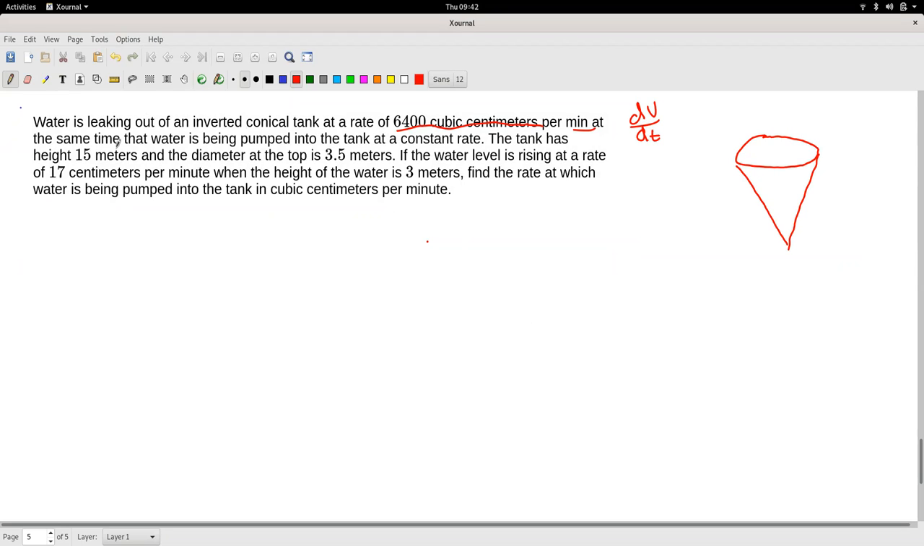All right. At the same time, water is being pumped out. Okay, so we have water flowing out. We also have water flowing in. The tank has a height of 15 meters. Okay, so my sketch is not exactly proportional to what's given, but that's okay, I think. So we have a height, 15 meters, and then we have a radius here, 3.5 meters.